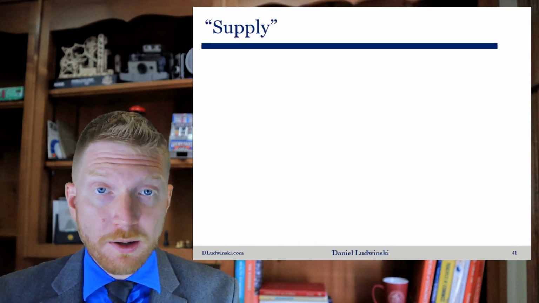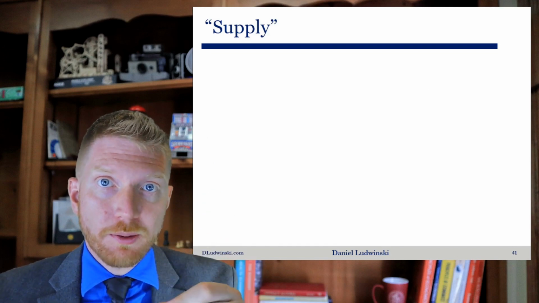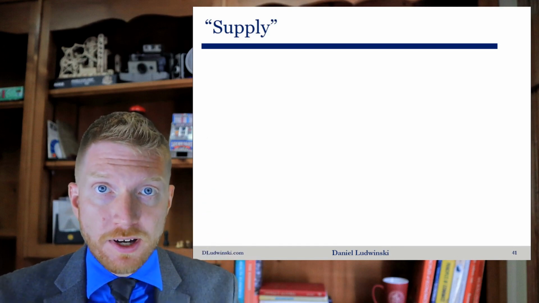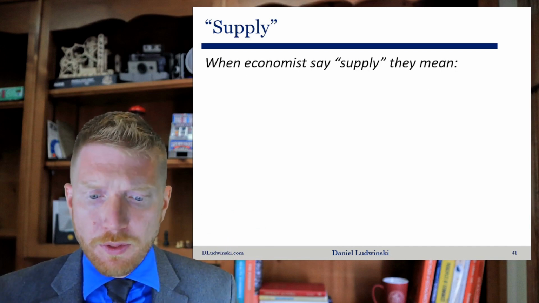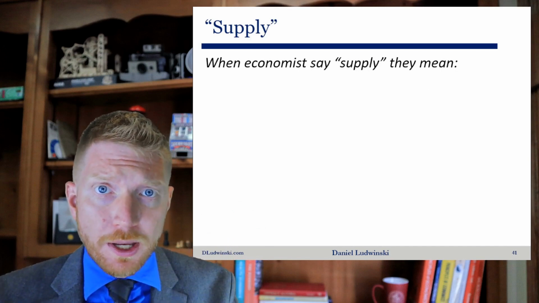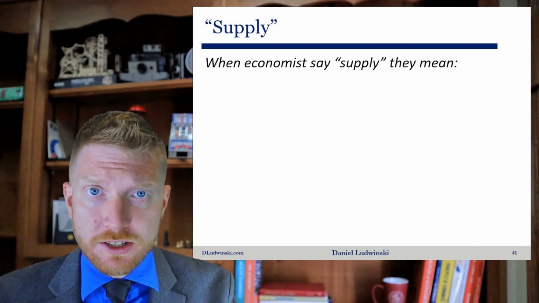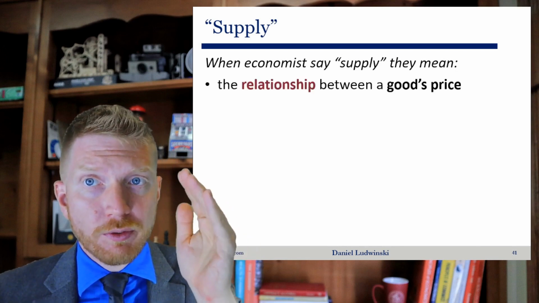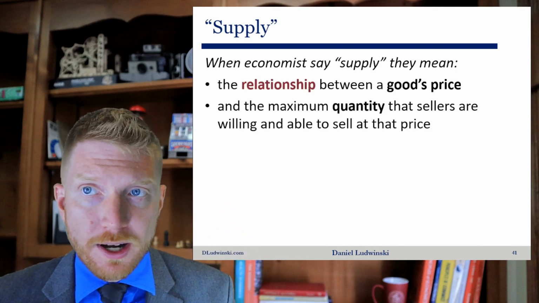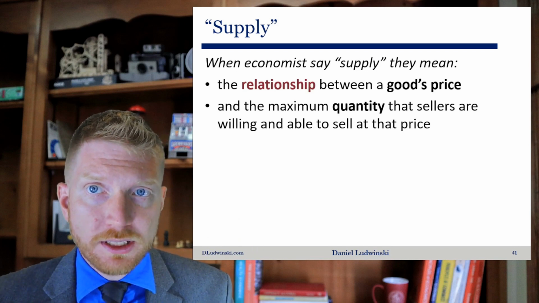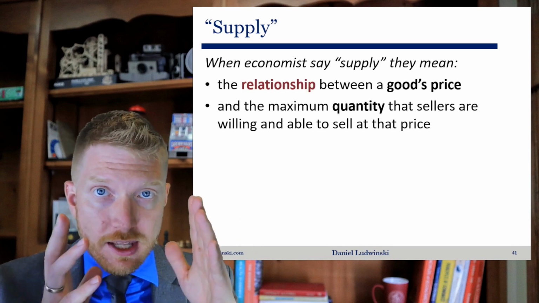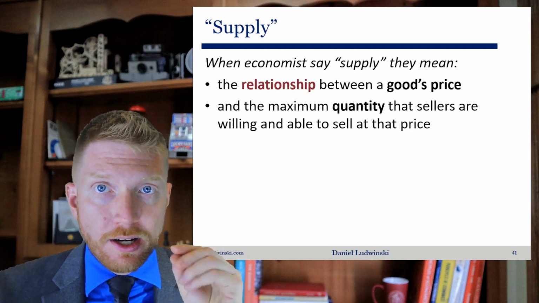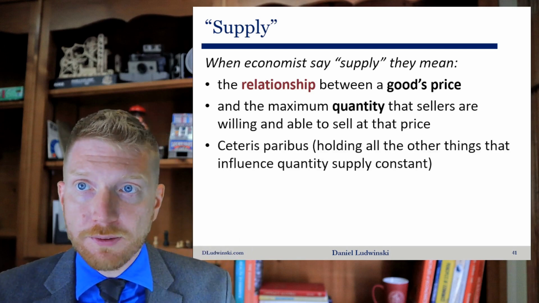So when we're talking about supply, just like when we're talking about demand, economists have a very specific definition in that we're not meaning what you typically mean when you're talking about changes in supply. What we're talking about is the relationship between a good's price and the maximum quantity that sellers are willing and able to sell at that price. So it's the entire relationship, not just a particular quantity.